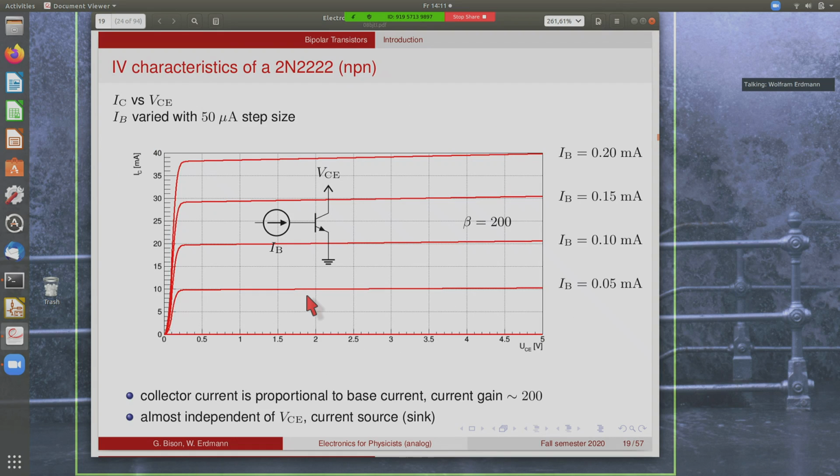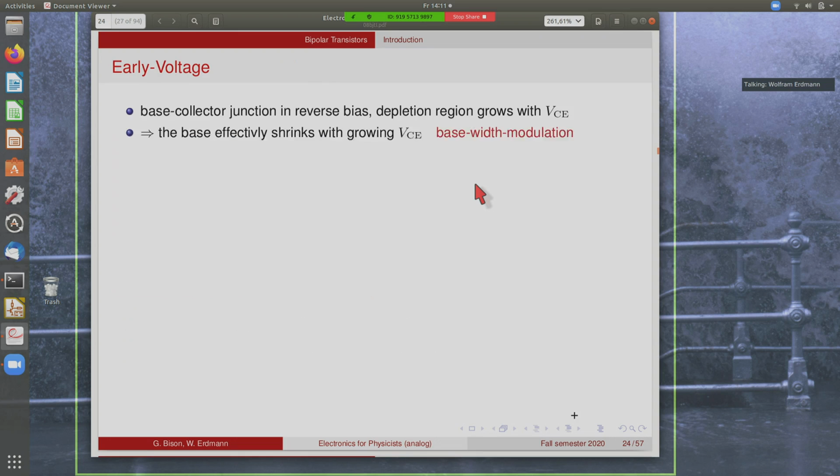On the previous plots, you've seen that this current was not exactly constant, but it grows very slowly with the collector-emitter voltage, which we don't expect, because the current collection is of course fully efficient as long as there's a junction field. The reason for this is that the base-collector junction is operated in reverse bias. So there's a depletion region between the collector and the base, and the size of this depletion region grows with growing collector-emitter voltage.